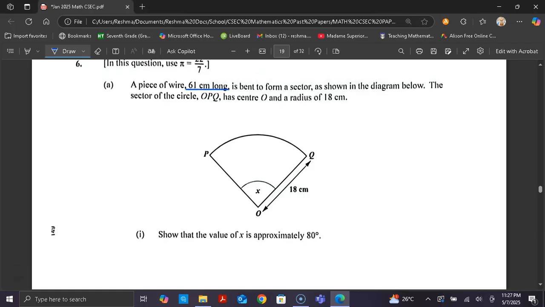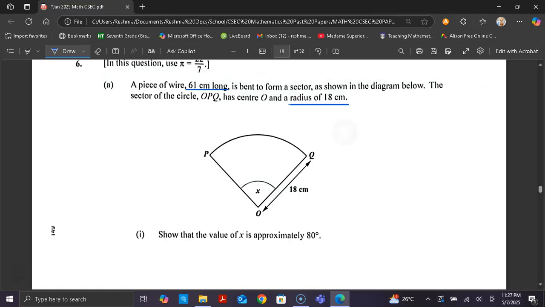what we have. We know that the piece of wire from O to P to Q and back to O is 61 centimeters. And we know the radius of the sector is 18 centimeters. So let's talk about that length of wire from O to P to Q and back to O. That includes the length of the curved arc, which is PQ.